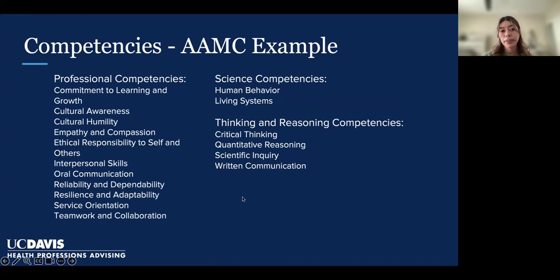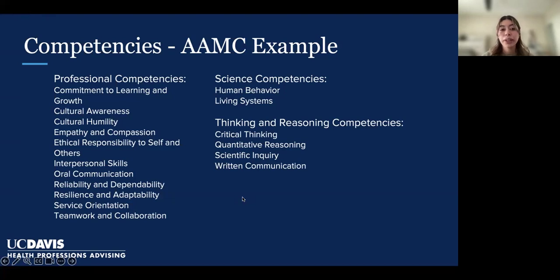This is just an example. I did use the AAMC medical school example. But such things as professional competencies, science competencies, thinking and reasoning competencies. For science competencies, you might be thinking, oh, a professor can speak on how well I did on human behavior or something like that. Maybe for extracurriculars, you can think, oh, service orientation, adaptability, interpersonal skills, and things like that. So you really want to look at these competencies and think of those letter writers who can speak on your abilities in some of these competencies.